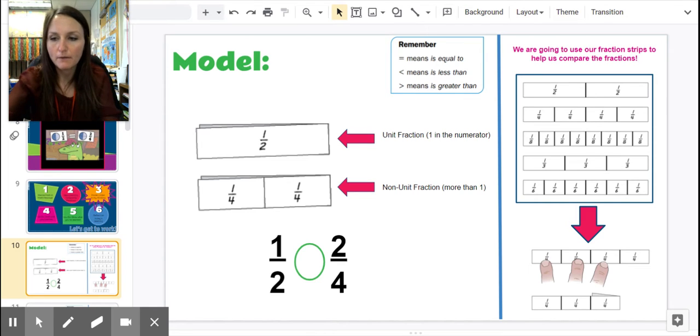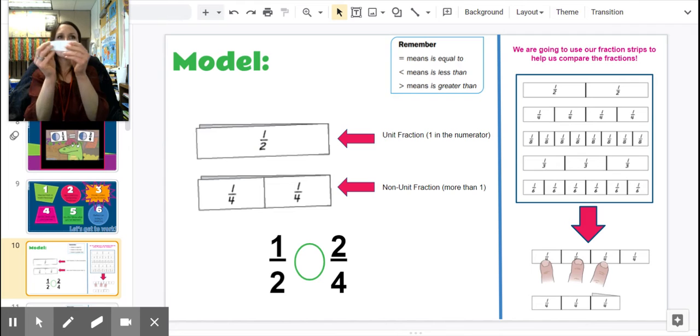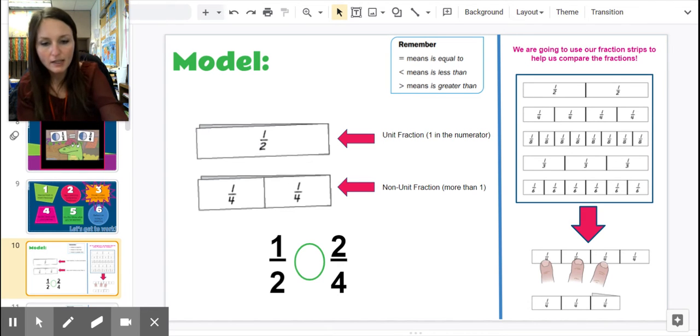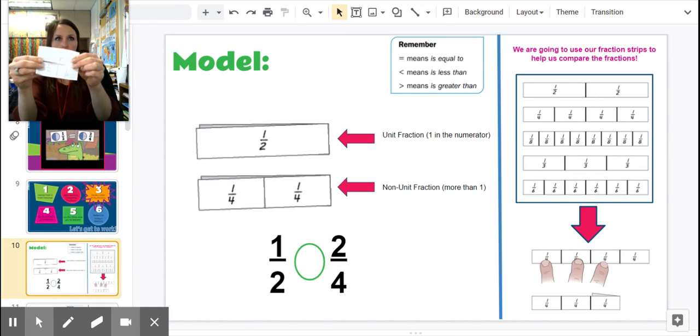Where if you have more than 1, like here I have 2/4, the numerator is 2. That means it's a non-unit fraction because there's more than one piece. If it was just 1/4, that's a unit fraction because there's just one piece again. But there's 2/4, and here I have 1/2. And when I look at those next to each other and compare them, they are actually the same.